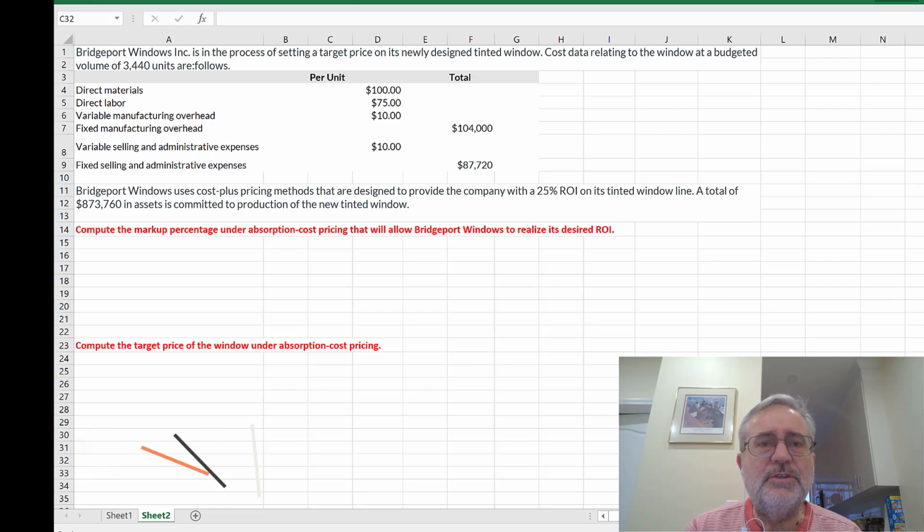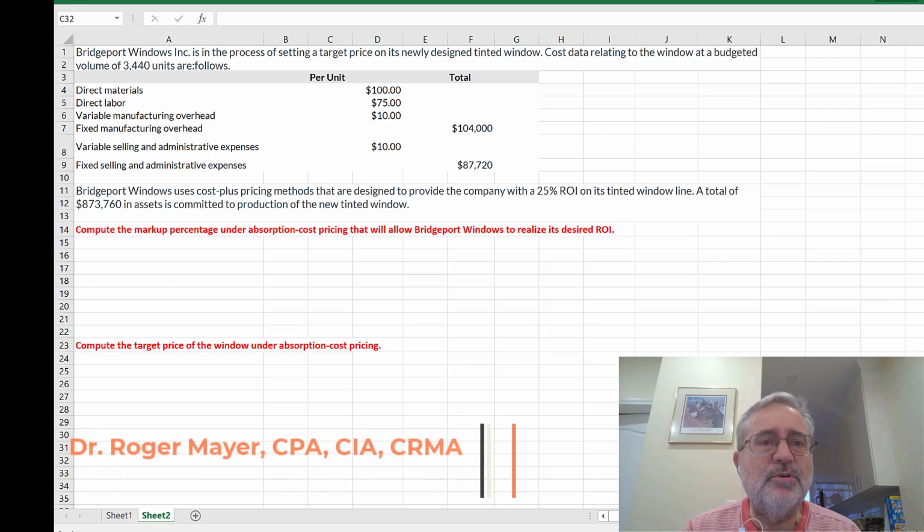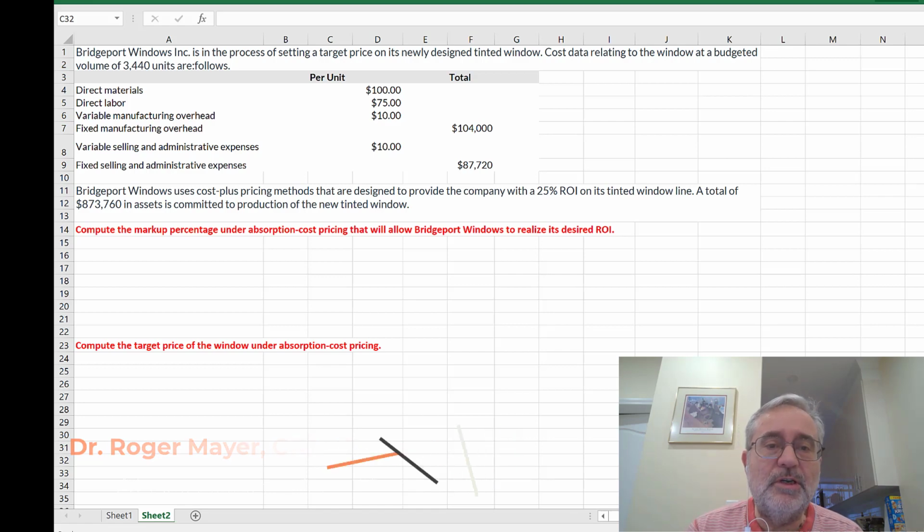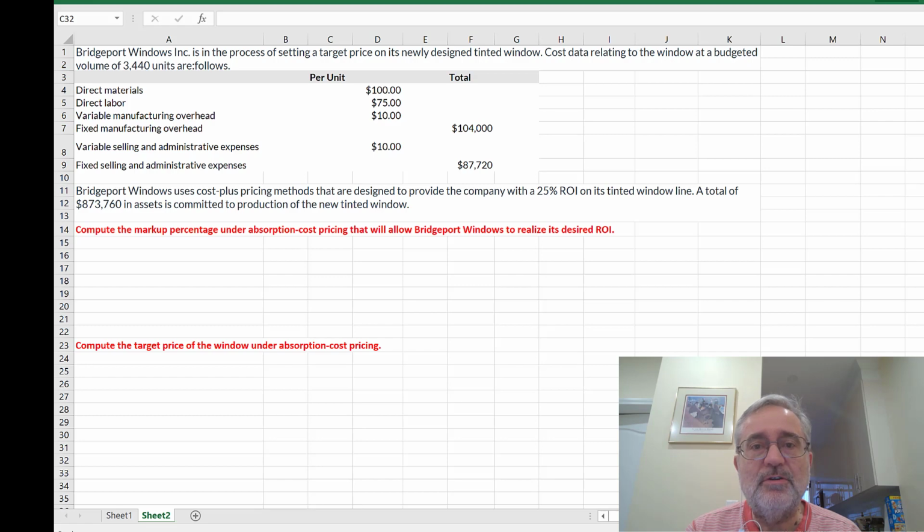I've had a couple of questions from students regarding this problem where we're attempting to calculate a markup percentage using the absorption costing pricing model as well as targeted pricing. And in this model, what you'll see is that we also go through the process of validating what the numbers are. So again, we're looking at the absorption costing pricing model.